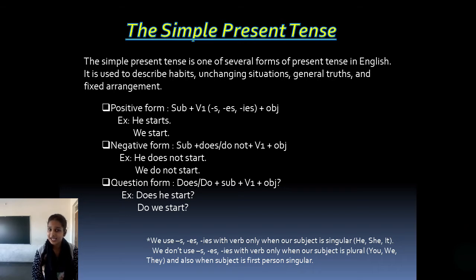For example, he starts. He is singular. That's why we use s here with the verb starts. We start. We is plural. That's why we do not use s here. We only write the verb's first form, start.